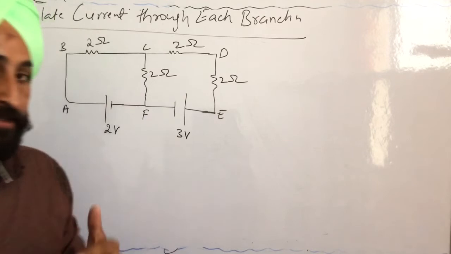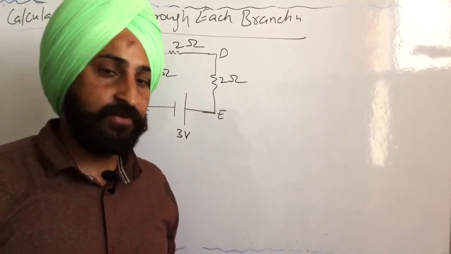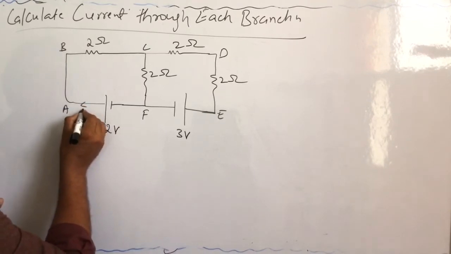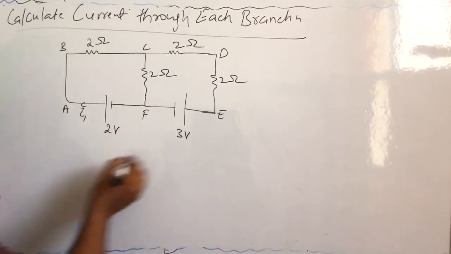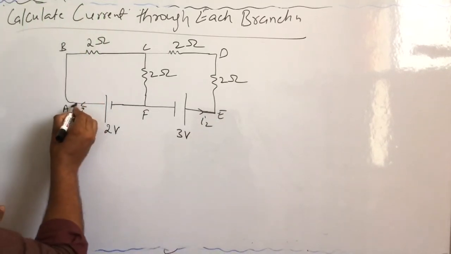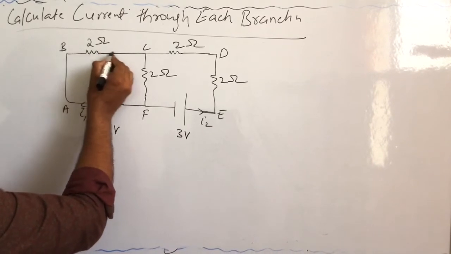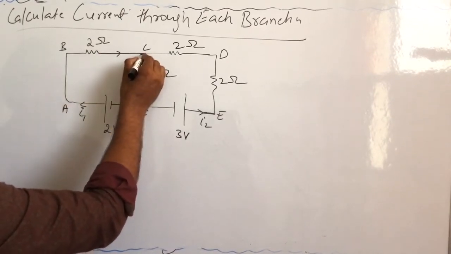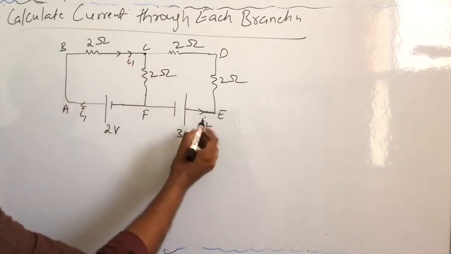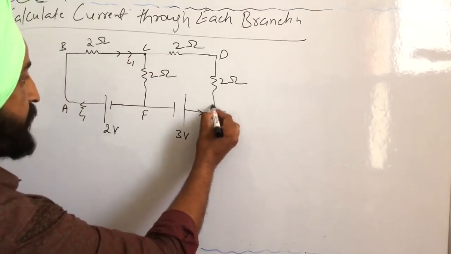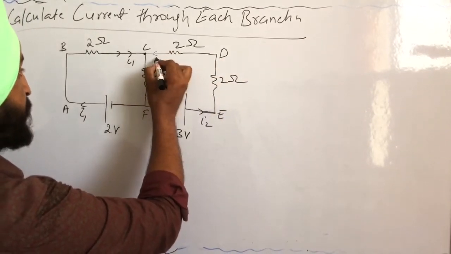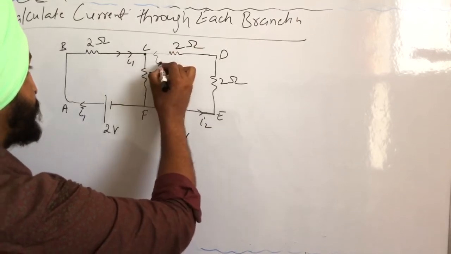So let's start. Firstly, I will be taking the directions of current. Let the current starting from this battery of 2 volt be I1, and the current starting from here be I2. Fine. So this current I1 will pass through this resistor of 2 ohm and reach the junction C. Similarly, the current I2 coming from the second battery will pass through this resistor of 2 ohm, this resistor, and it will reach the junction, that is C.